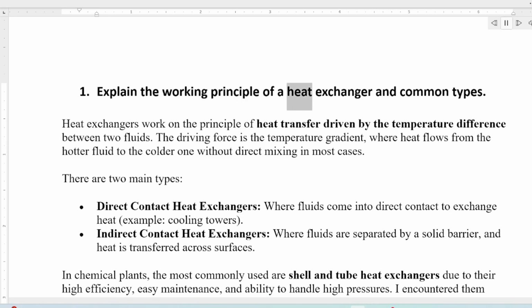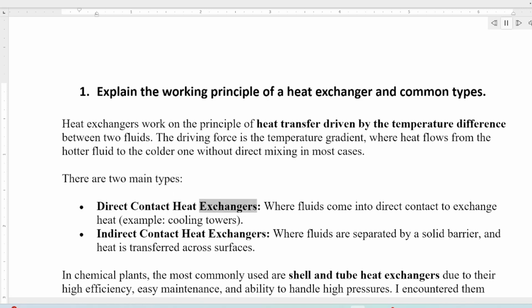Explain the working principle of a heat exchanger and common types. Heat exchangers work on the principle of heat transfer driven by the temperature difference between two fluids. The driving force is the temperature gradient, where heat flows from the hotter fluid to the colder one without direct mixing in most cases. There are two main types.